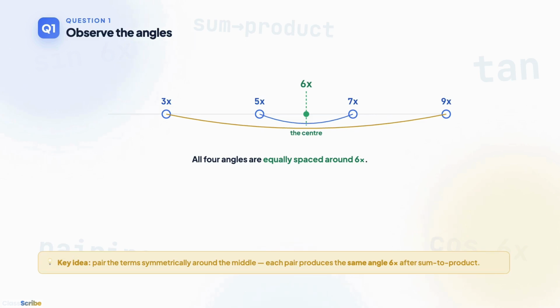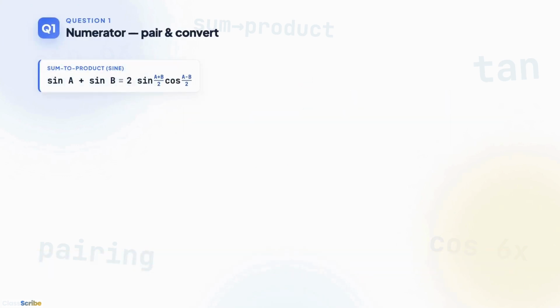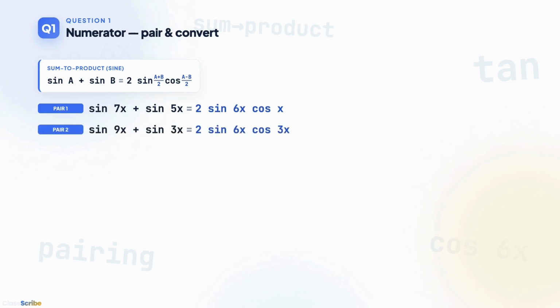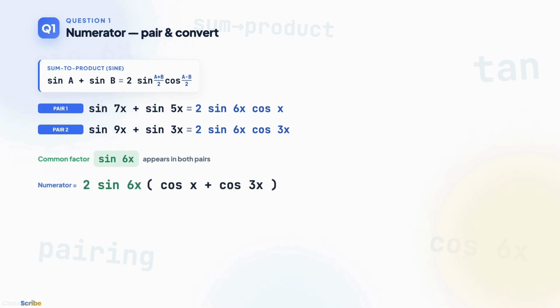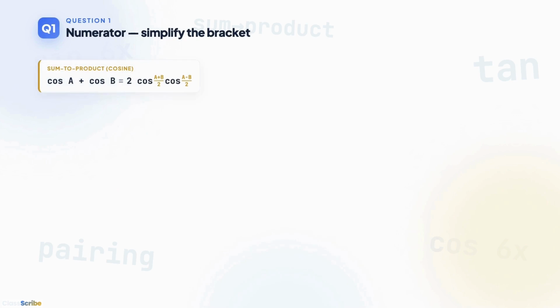Start with the numerator. Pair sine 7x with sine 5x. Using the identity sin a plus sine b equals 2 sine (a plus b) by 2 cos (a minus b) by 2, we get 2 sine 6x cos x. Now pair sine 9x with sine 3x. Applying the same identity again gives 2 sine 6x cos 3x. Notice that both pairs now contain the common factor sine 6x. So the numerator becomes 2 sine 6x into (cos x plus cos 3x).